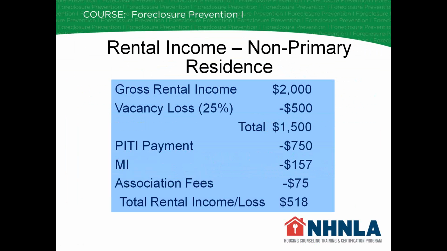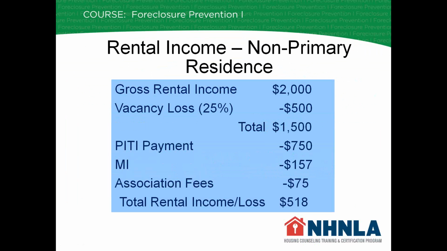Now let's assume this is a non-primary residence rental. So your homeowner owns another home. Well, we'll take the gross rental income. In this example, we're going to say it's $2,000. We still have to apply that 25% vacancy loss rule. So in this case, we'll subtract $500, which gives us a total of $1,500 gross income.